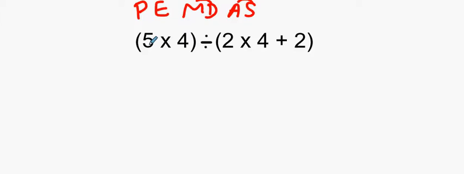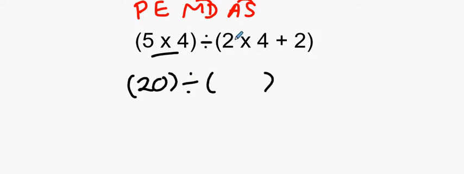Okay, so we see symbols of inclusion the way this is written right now. So we're going to simplify within this first. Of course, it's 20. Let's keep our parenthesis for now. Still divide. Within this parenthesis, this is 8 plus 2, 10. Now we finish: 20 divided by 10 is 2.